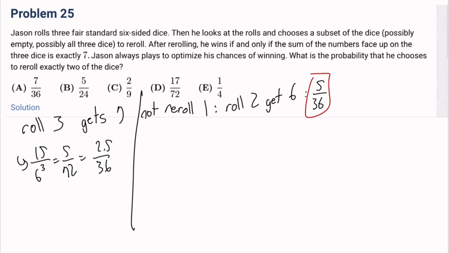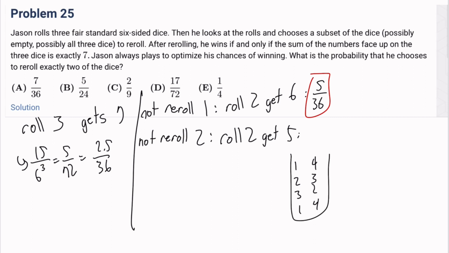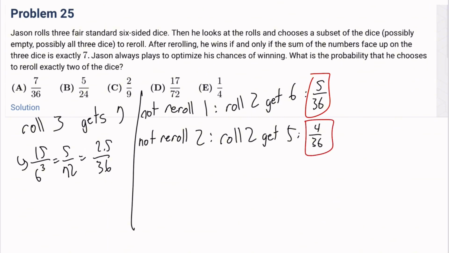And so this is possible. And if he does not re-roll a 2, that means he has to roll 2 dice and get a sum of 5, right? And for him to get a sum of 5, he can do 1 4, 2 3, 3 2, or 4 1. So this is 4 possibilities. So that is 4 over 36. And if you compare 4 over 36 and 2.5 over 36, obviously 4 over 36 is greater. So that is also possible, right?